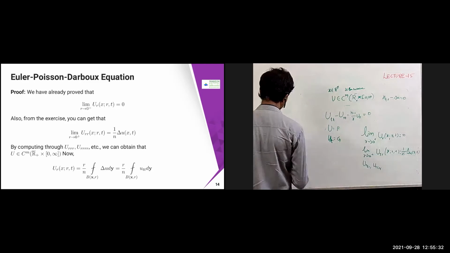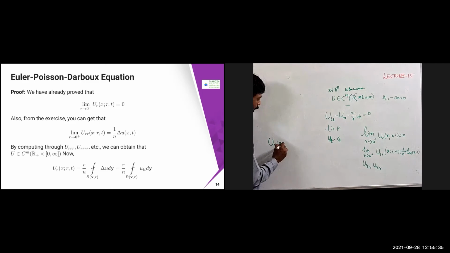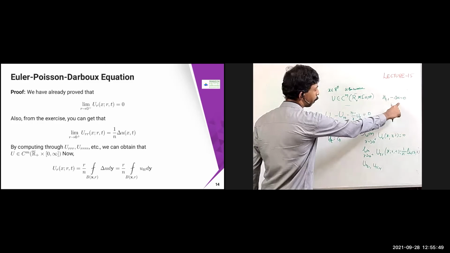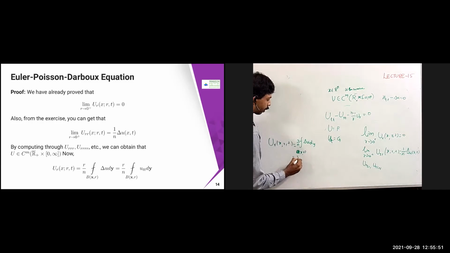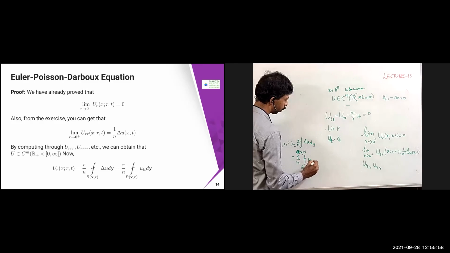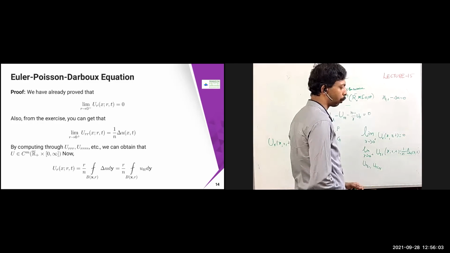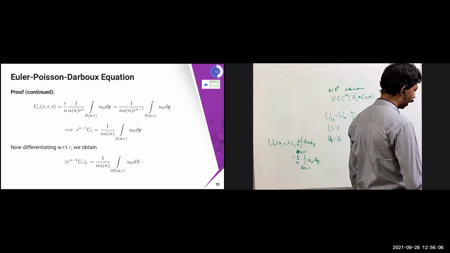So what is u_r of x comma r comma t? Let us see u_r of x comma r comma t, which we have already proved is r by n times the average over the ball B(x, r) of del u dy. This we already know. But according to this, u_tt minus del u equals 0. Therefore, I can replace it with u_tt, because in these settings u_tt minus del u is going to be there. So that I am substituting.